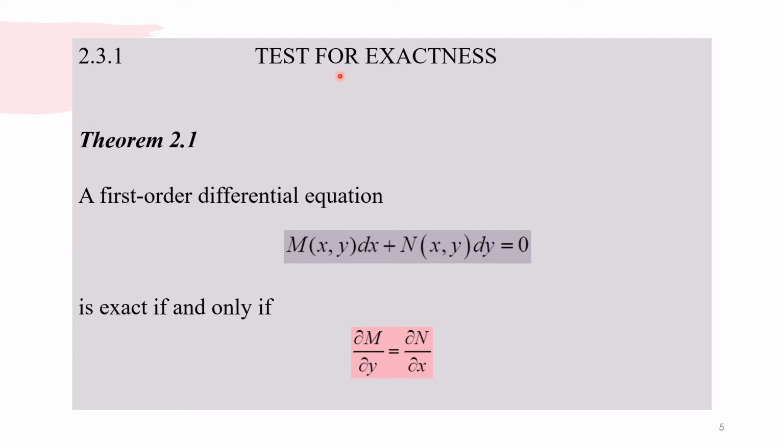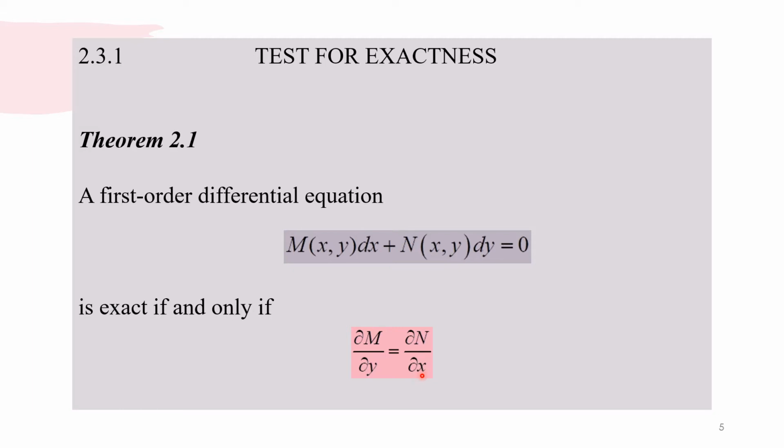Test for exactness. Theorem 2.1. A first-order differential equation in the form of M(x,y) dx + N(x,y) dy = 0 is exact if and only if ∂M/∂y = ∂N/∂x.